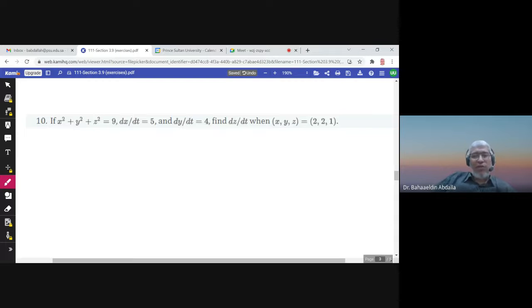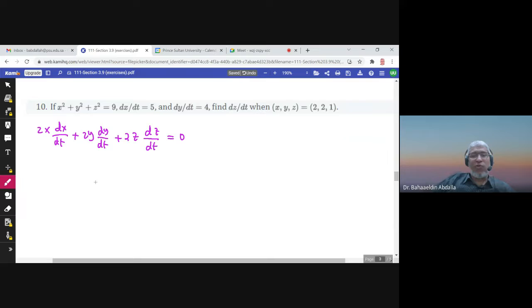Another equation, and dx by dt is given, dy by dt is given. Find dz by dt when x, y, z have these values. So let us find the derivative. Derivative of x squared is 2x times dx by dt plus 2y times dy by dt plus 2z times dz by dt equals the derivative of 9, which is 0.